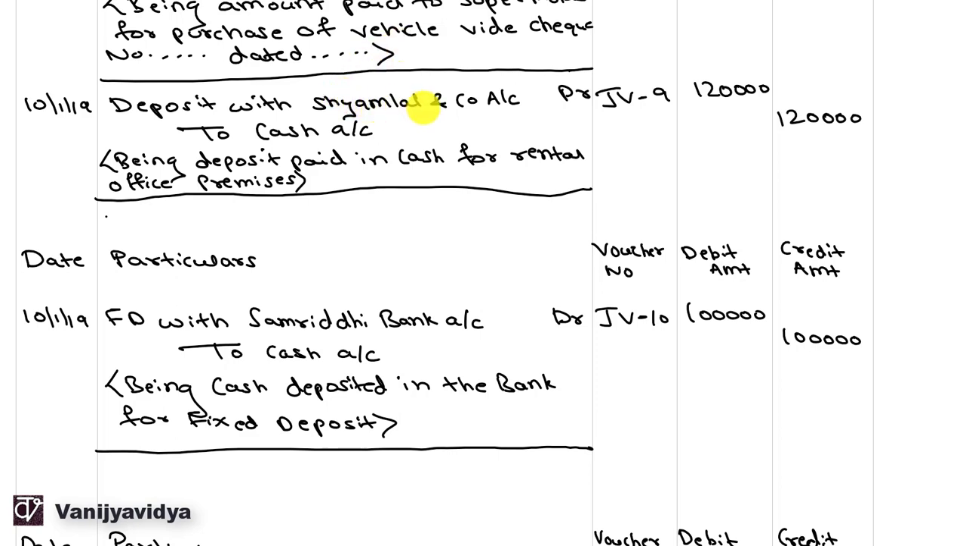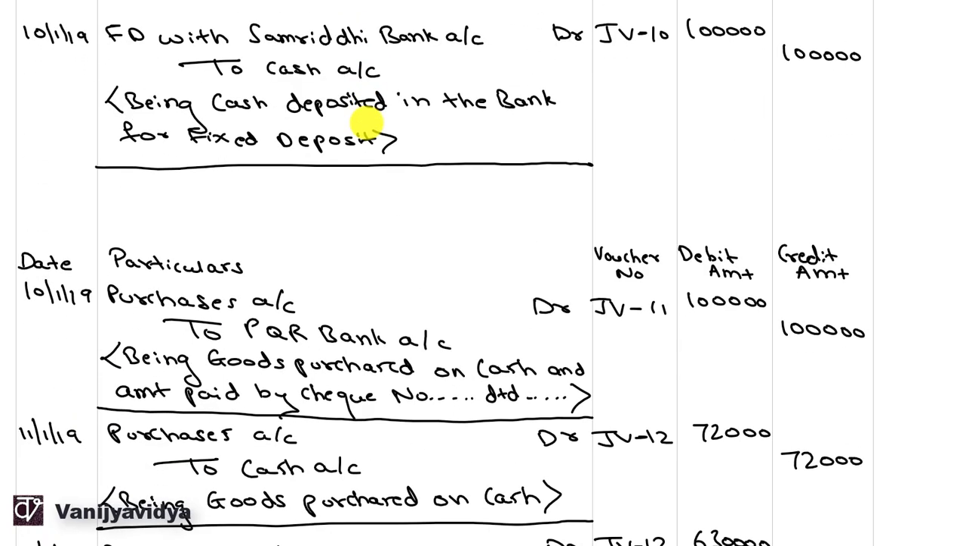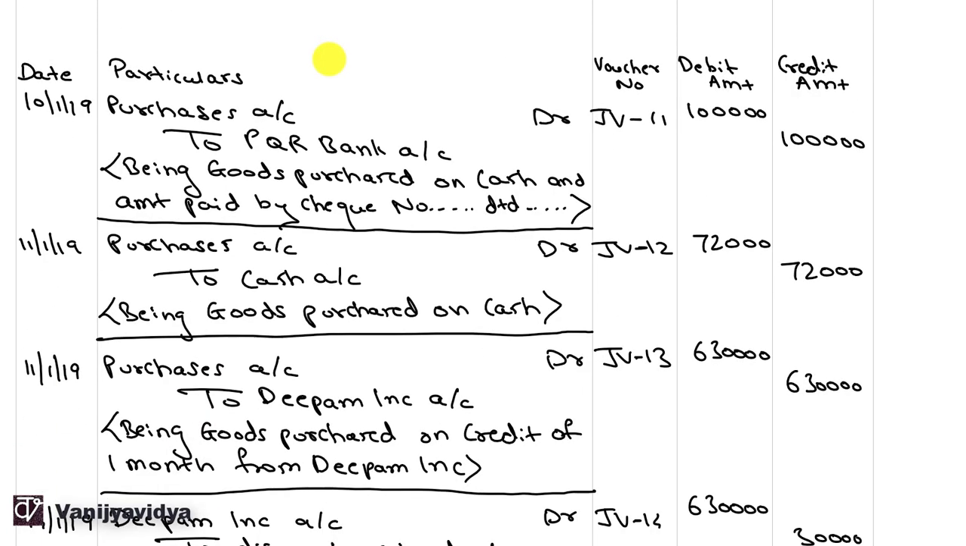Deposit with Shamlal and Company account. This is a new account. Cash account we have already considered. JV10, FD with Samriddhi Bank. So we have to consider this. Cash account we have already considered. Then JV11, purchases account to PQR bank account. PQR bank account we have considered. Purchases account is a new account in this journal entry.